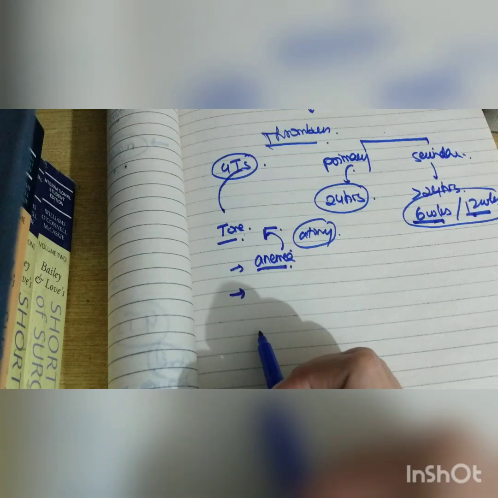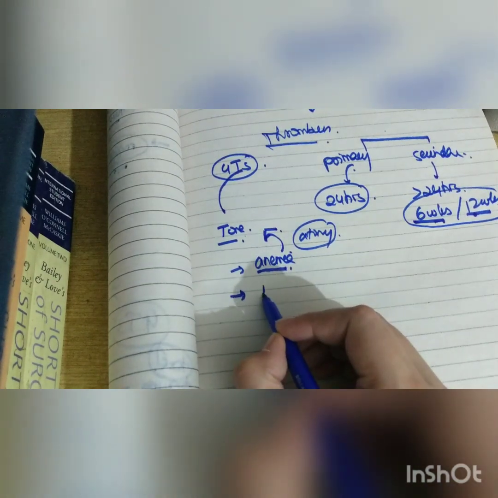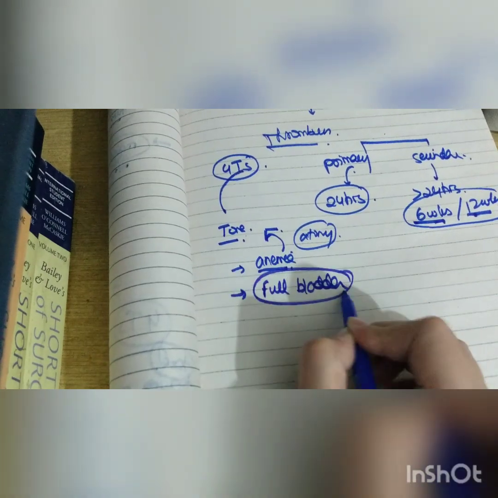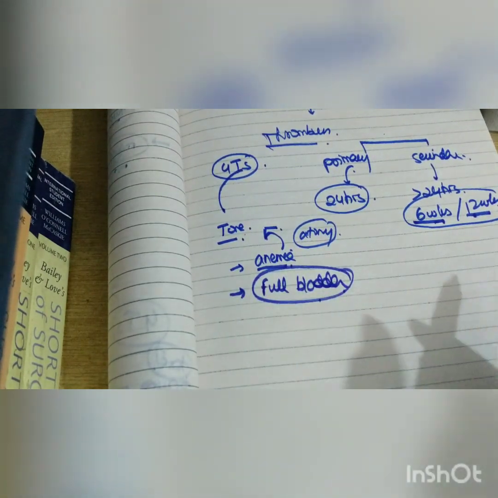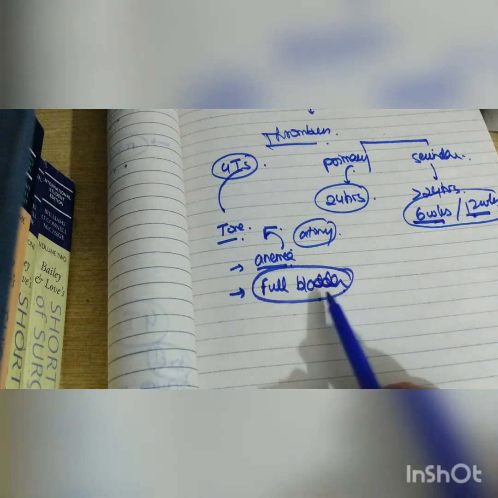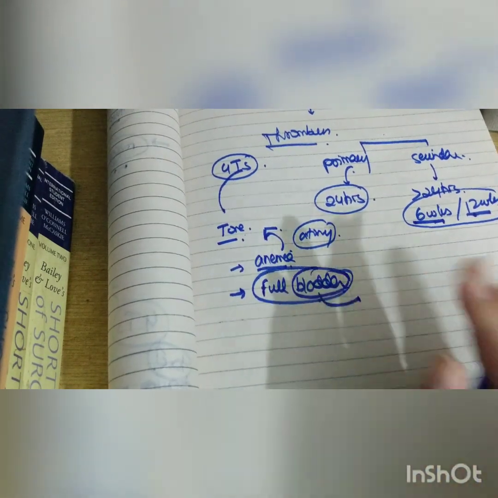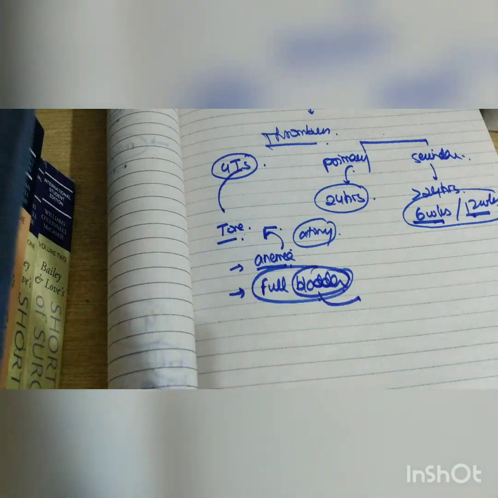Okay. Then another cause is full bladder. Whose fault is this? This is your fault. This is the practitioner's fault. A full bladder. Why are you delivering her on a full bladder? Basically, the bladder plays a very important role in our obstetric emergencies.